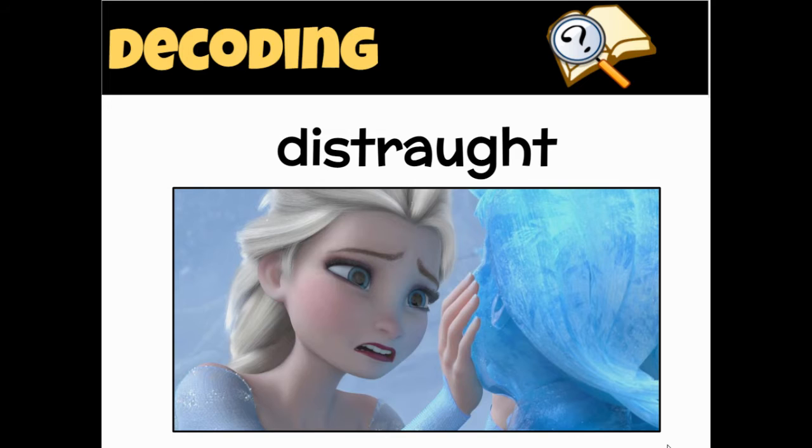Dis, D-I-S, is the prefix. Traught is the base word. Traught means no worries. Distraught means you have worries. So Elsa was worried about her sister being frozen.